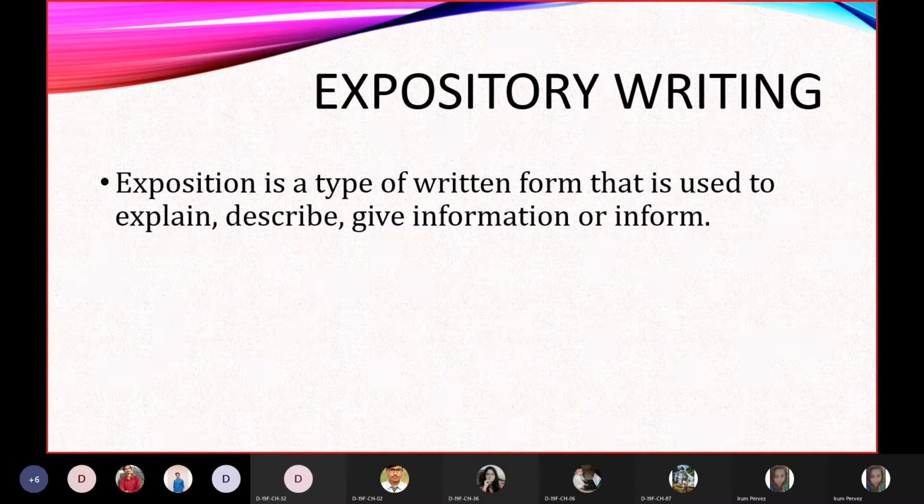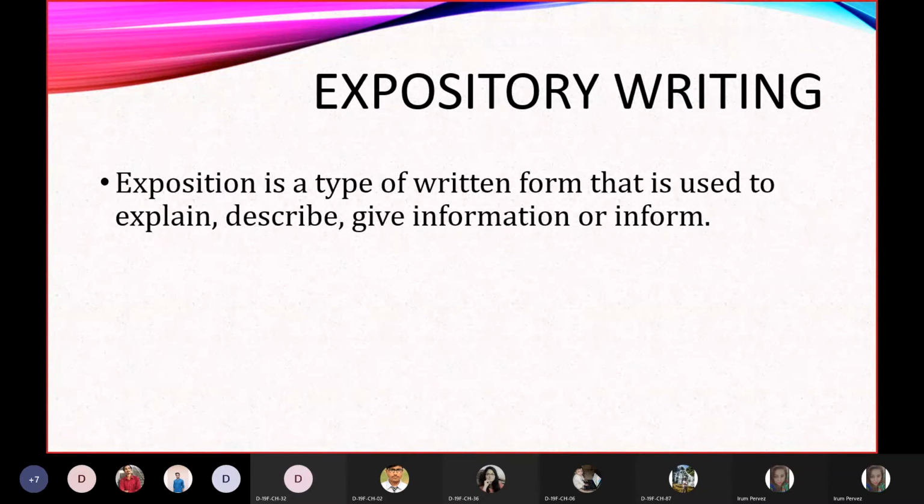There are different ways of exposing things, and when we write expository, expository means exposing things, explaining things, describing things, and giving information, right? Or we inform them. When you learn narrative, you will be able to differentiate between the two very clearly. But for now, we need to understand that expository means when we define or describe something, when we explain something.